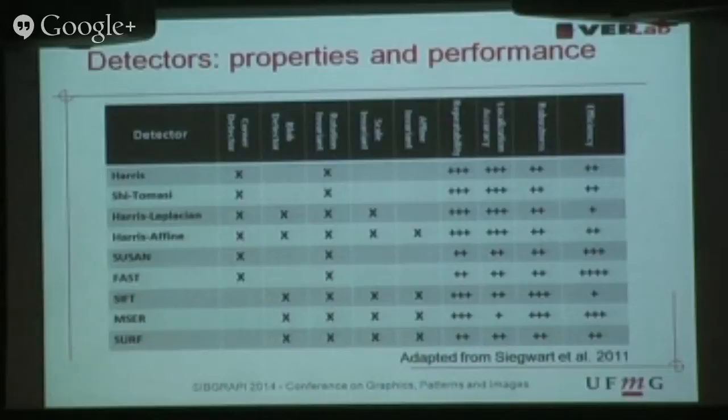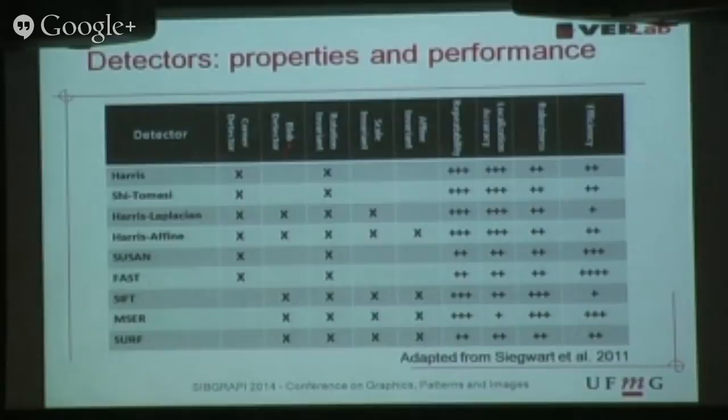We should say, those who are based on derivatives like Harris-Laplacian and Harris-Affine, which relate to second derivatives, and other detectors, and one called FAST, right? It's being heavily used. And here are some of the main characteristics as far as properties and performance are concerned. So these are considered mainly corner detectors. These are considered blob detectors. And these are the properties.